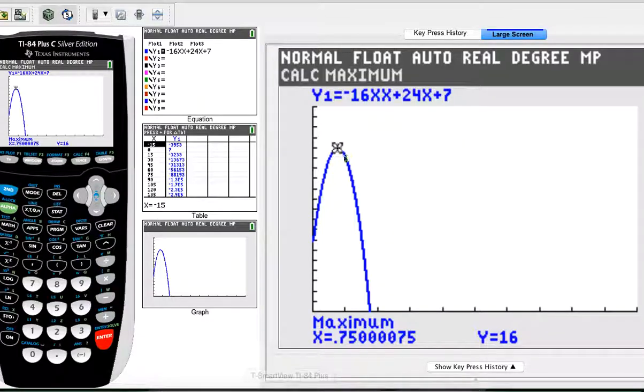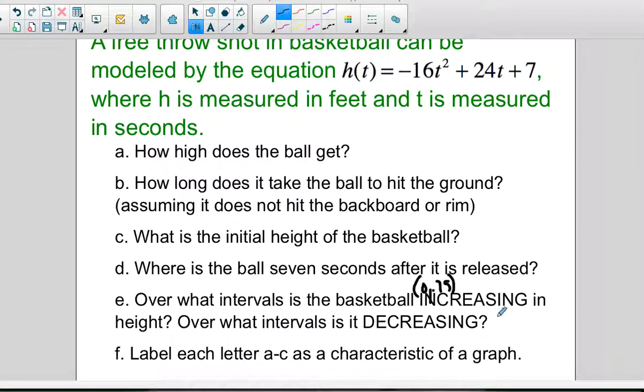And then it's decreasing from this 0.75. So again, I'm just doing x-coordinates. 0.75 to right here, which we already found is 1.75. So 0.75 to 1.75. And that is where it's decreasing.